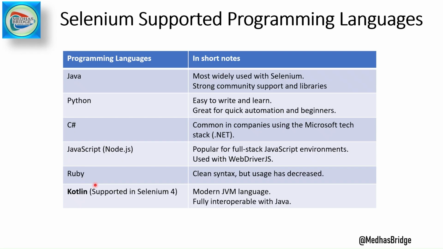From Selenium 4 onwards, we are also seeing Selenium with Kotlin, a modern JVM language, fully interoperable with Java. So these are, in short, the programming languages that in combination with Selenium we see as part of web UI automation.